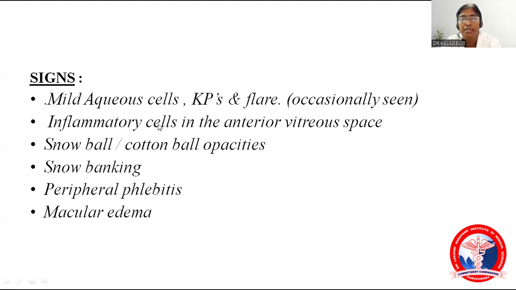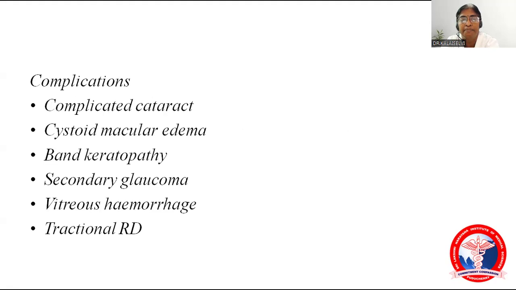And you can have findings behind the lens. We can have the presence of inflammatory cells, and the aggregation of these inflammatory cells forms small cotton ball opacities. Inflammatory membranes can also be seen in the pars plana region, which we call snowbanking. There can also be inflammation of the peripheral vessels, which is peripheral phlebitis, and the macula can become edematous.